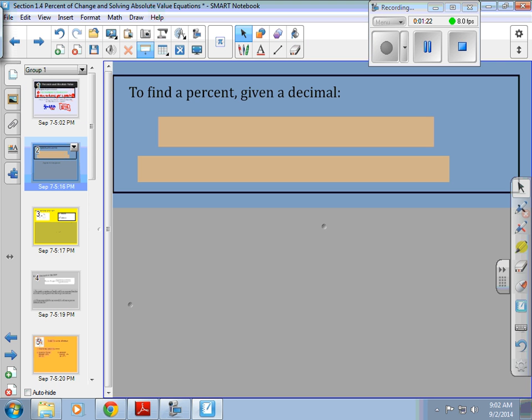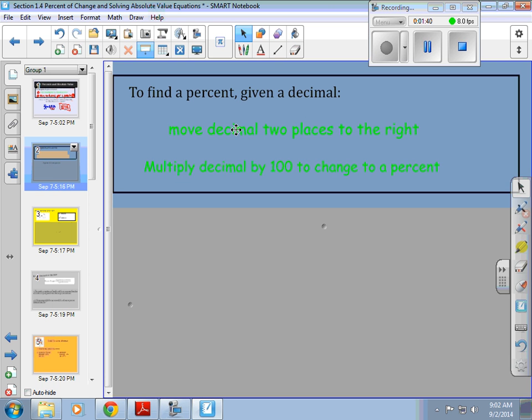Now we're going to look at how to find a percent given a decimal. Okay. So the first thing you need to do is, once again, just undo what we just did. Move the decimal places. We need to do what we just did because we're given a decimal. Move it 2 places to the right, which is also the same as just multiplying it by 100 to change to a percent. So same thing when you move it 2 places to the right, same as multiplying it by 100.